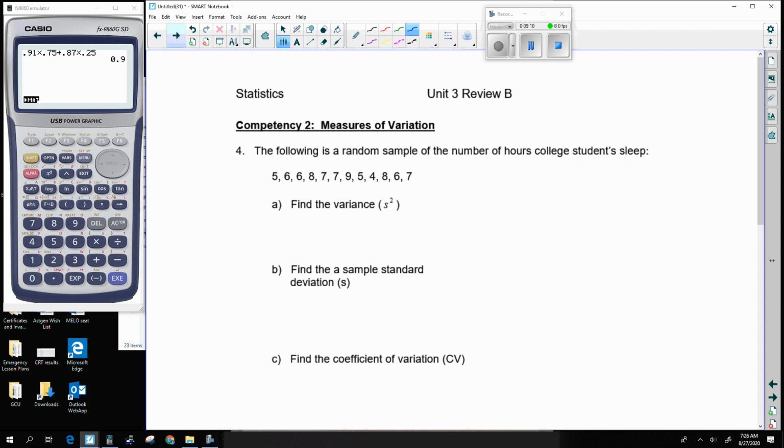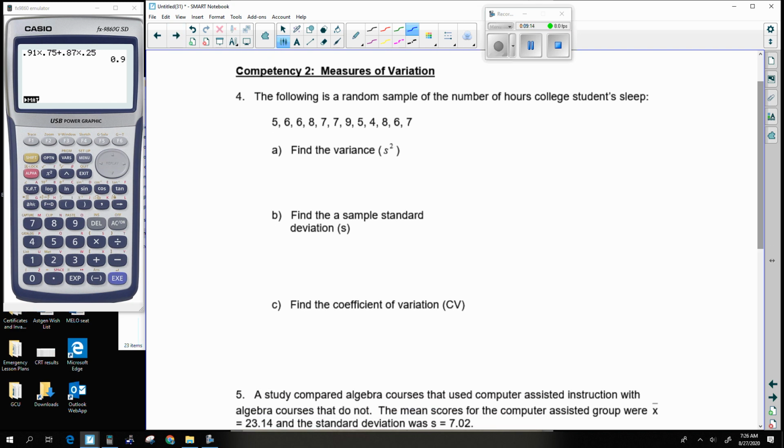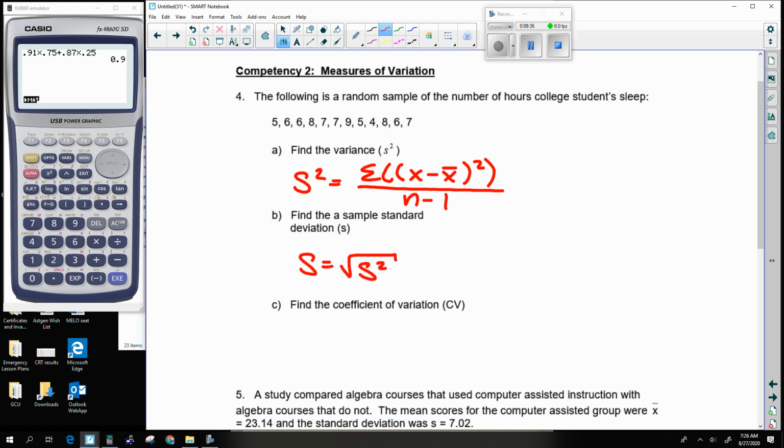All right, next page we begin with the variance, standard deviation, coefficient of variation, things like that. The important part about getting the correct answer of these is knowing the formula. So the variance, s squared, is equal to the sum of (x minus x bar) squared, divided by n minus 1, right? So that's s squared, thus s is just obviously the square root of s squared. And the coefficient of variation is s divided by x bar times 100.